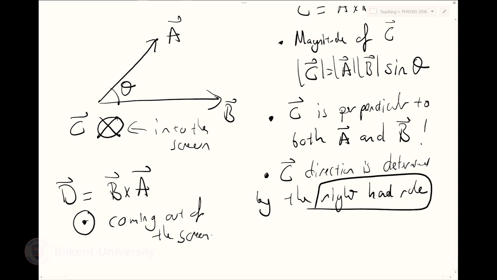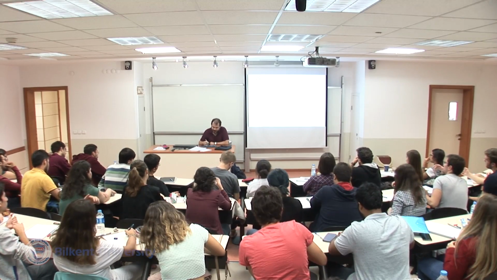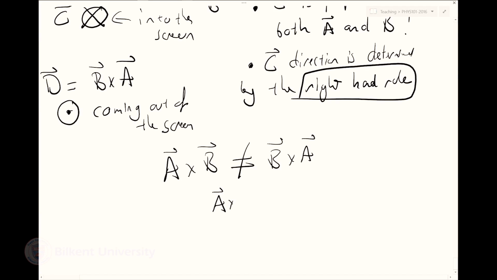Which tells me that A cross B is not equal to B cross A. So this cross product is different from our multiplications. When we multiplied numbers, 3 times 5, or I should say scalars now. Let's impress our grandmother. 3 times 5 is 15. 5 times 3 is 15. But A cross B for vectors is not equal to B cross A. Actually, A cross B is minus B cross A.